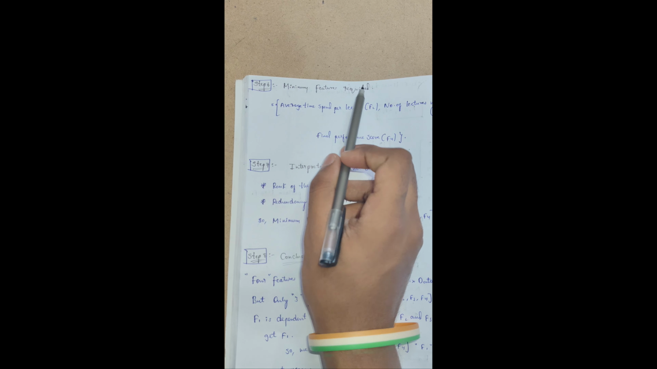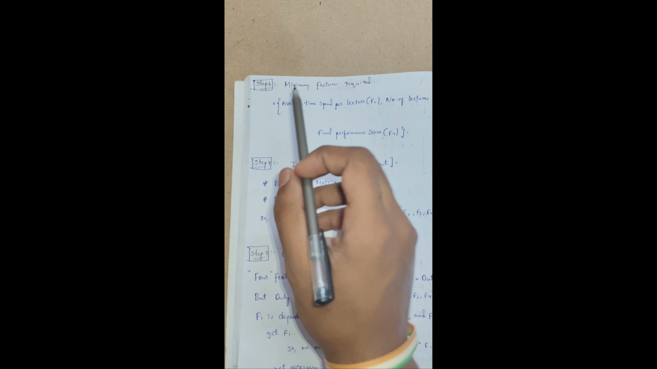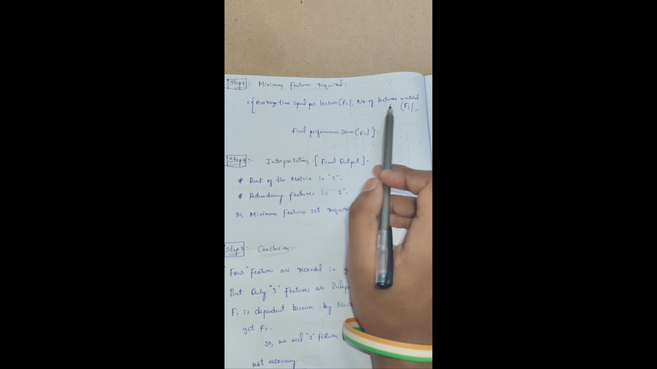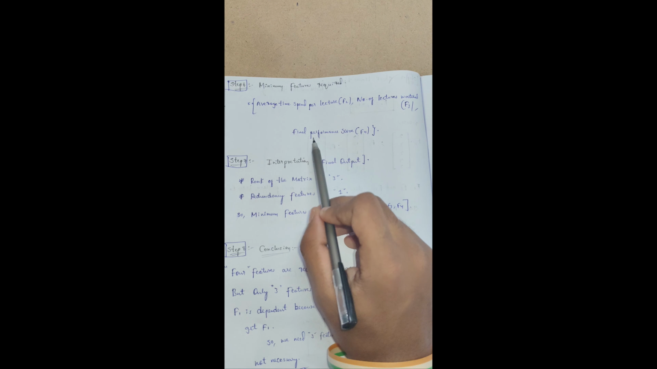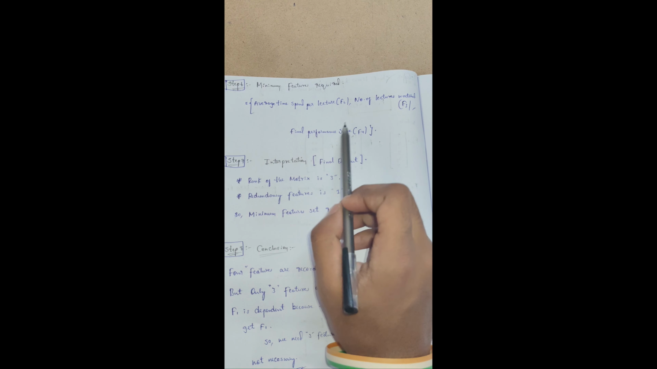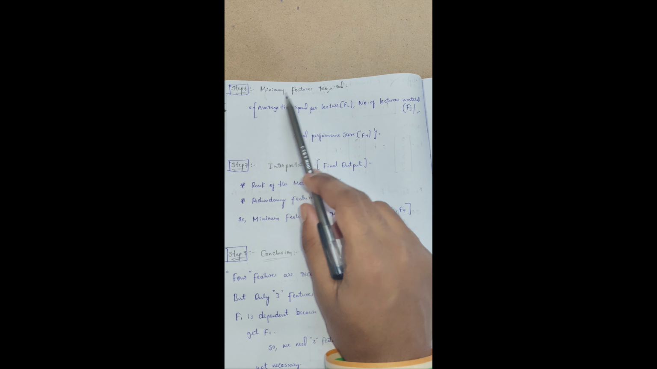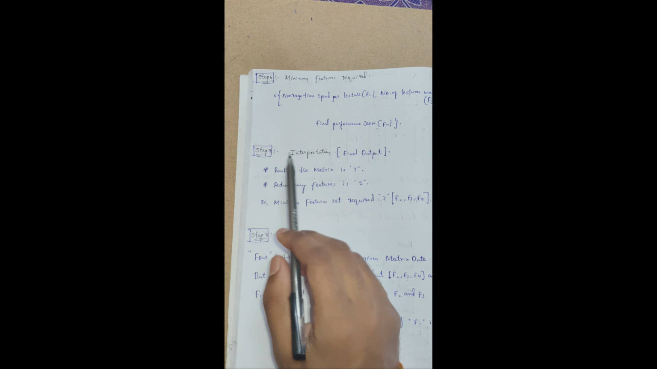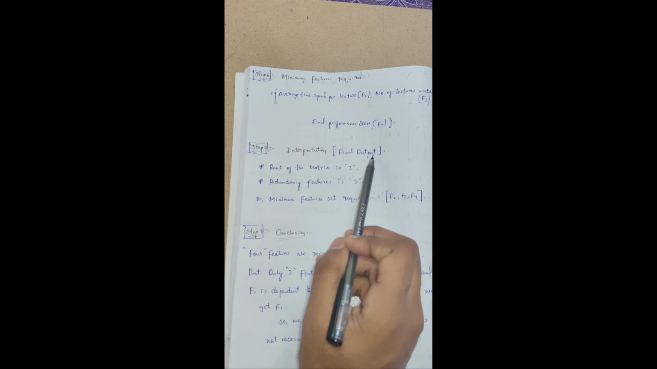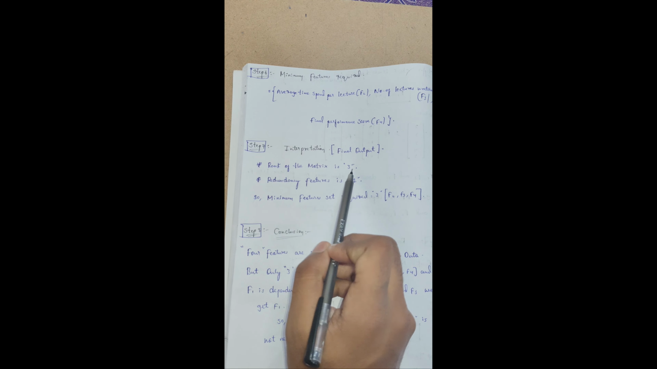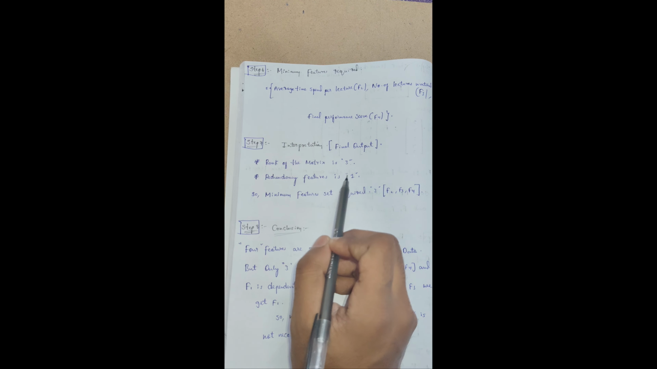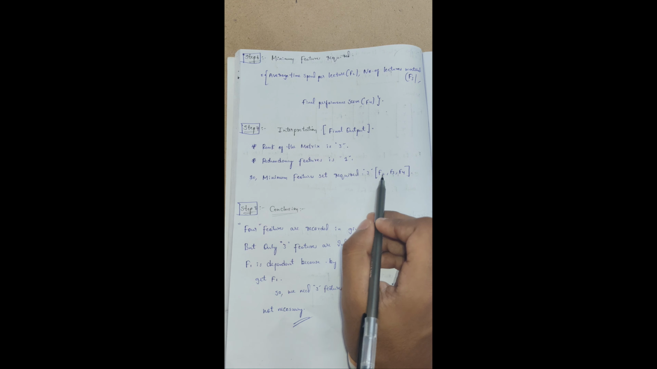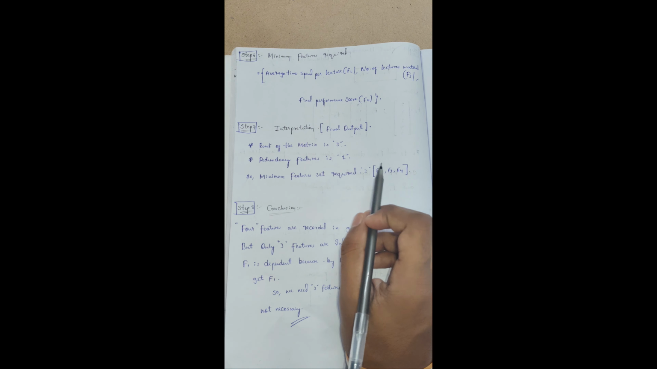Step 6, minimum features required. Minimum features required equal to number of independent features. They are average time spent per lecture F2, number of lectures watched F3, final performance score F4. These are the independent, not dependent. So minimum features required for that is F2, F3, F4. Step 7, interpretation, that is the final output. Rank of matrix is 3. Redundant features is 1. So minimum feature set required is 3. Only F2, F3, F4 are required.